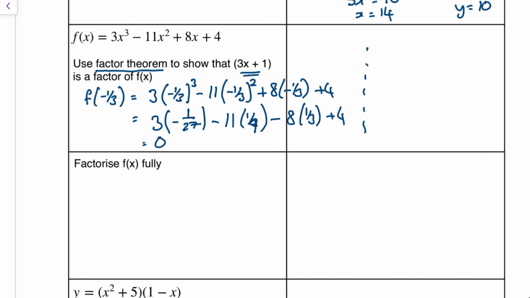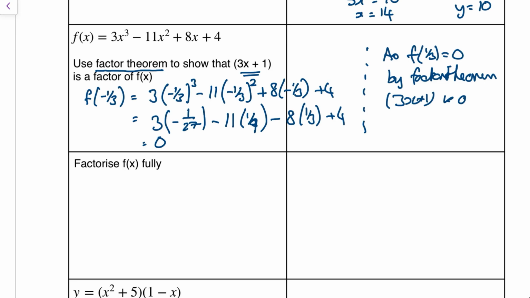Then bring it all together. So as f of minus a third equals 0 by the factor theorem, 3x plus 1 is a factor of f of x. Excellent. Question done. Next question.